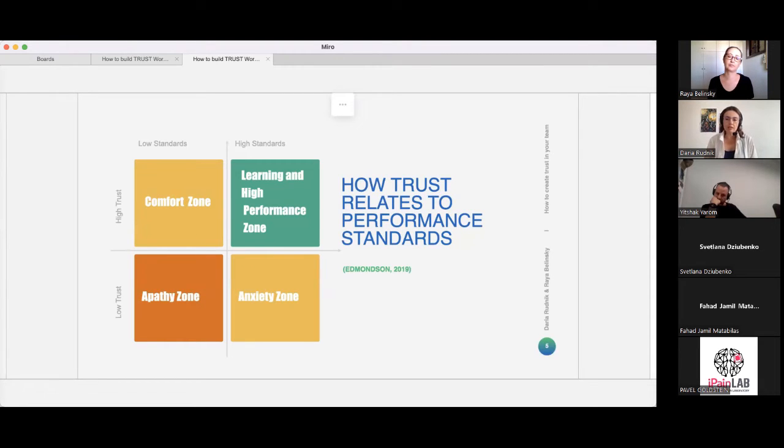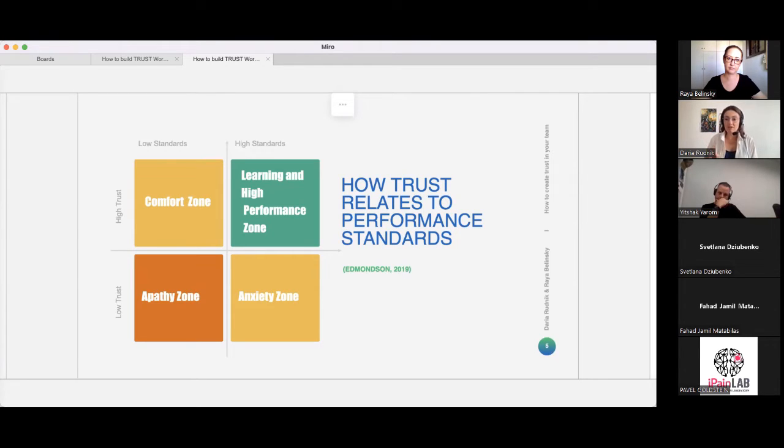There is a researcher, Amy Edmondson, who did a lot of work on trust and psychological safety. What she says is, yes, if you have high trust but low standards, if your goals are not aggressive, not ambitious, your team will fall into the comfort zone. But you can have both. You can have those big goals and you can have high trust. And if you have that, your team will go into the learning and high performance zone.